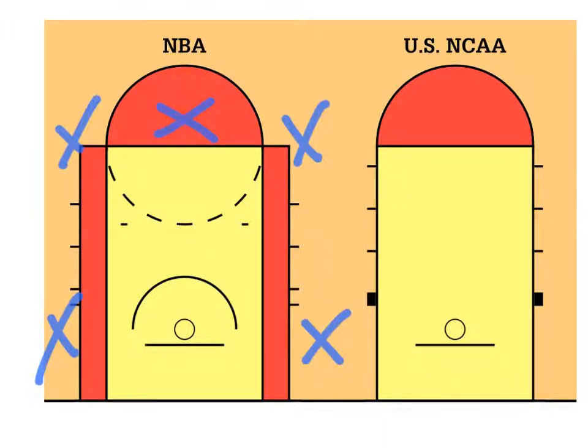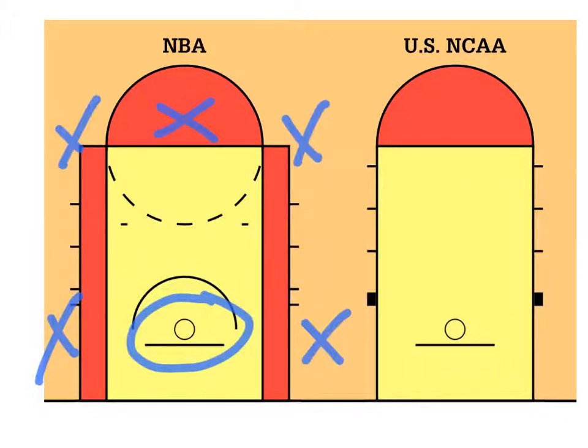Now, points in the paint are coveted because they are high percentage and typically easier shots based on their relative proximity to the basket itself. That is why you will oftentimes hear coaches, players, and broadcasters talk about the importance of controlling the paint.